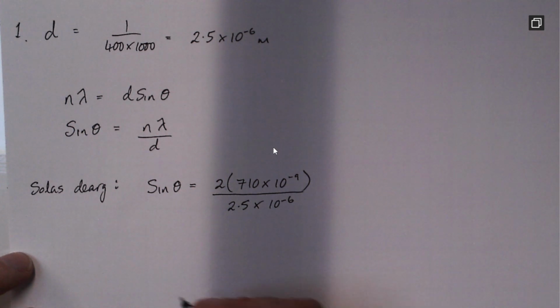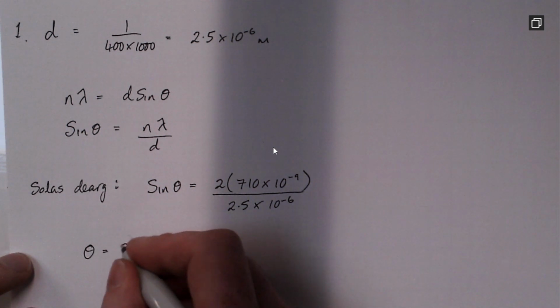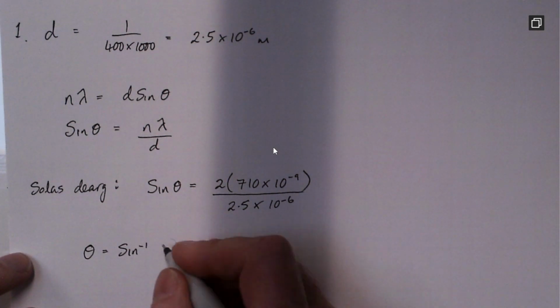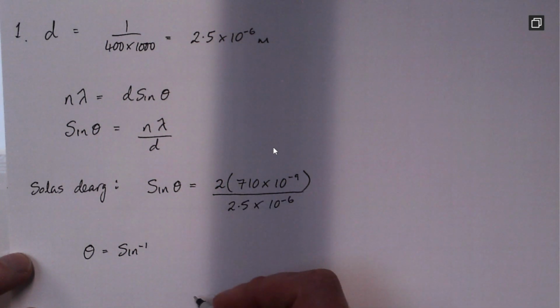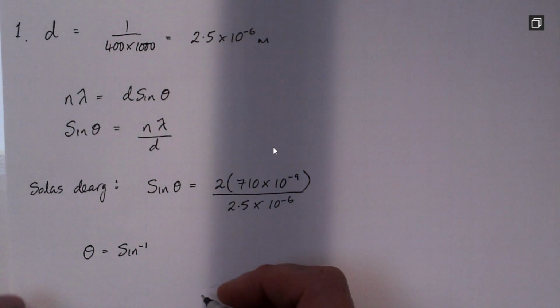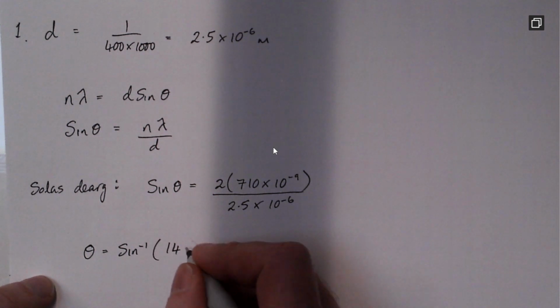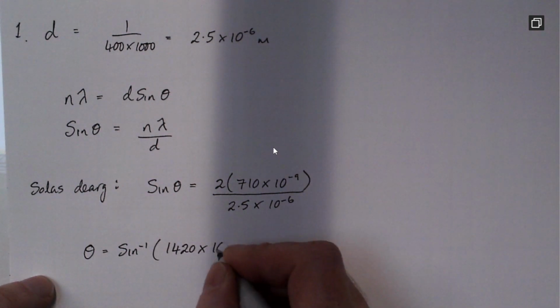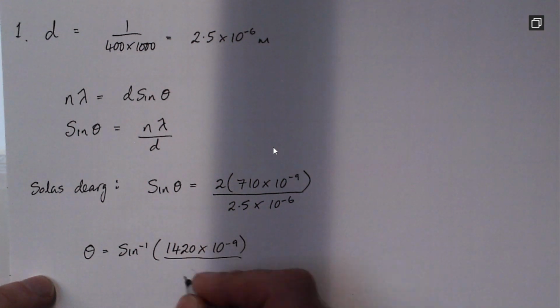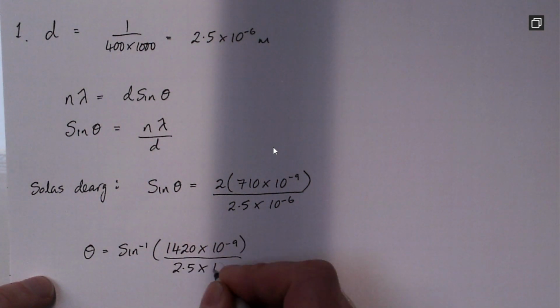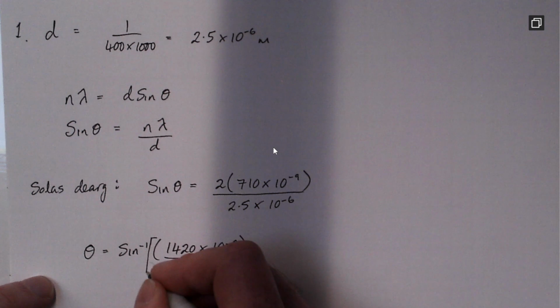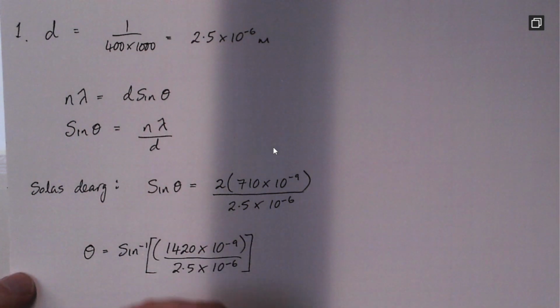So theta equals sine to the minus 1 of the wavelength, 710 by 10 to the power of minus 9, over 2.5 by 10 to the power of minus 6. So I'm going to put that in the calculator.